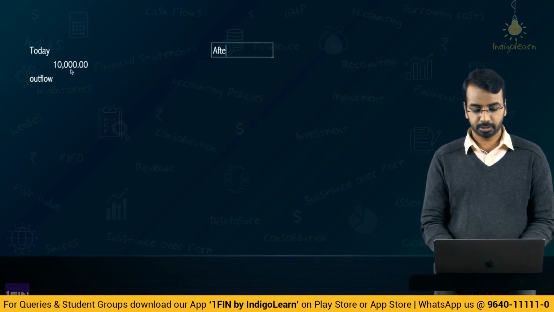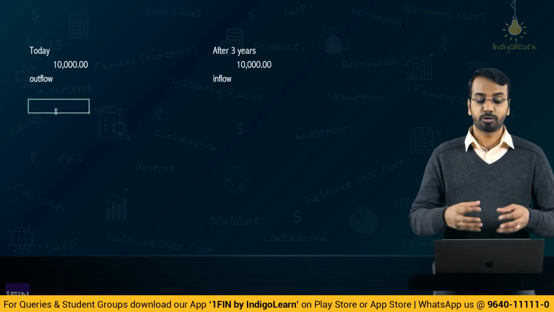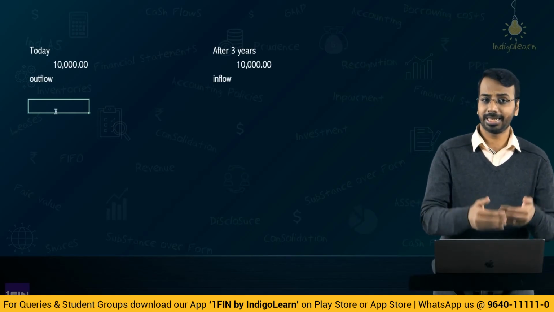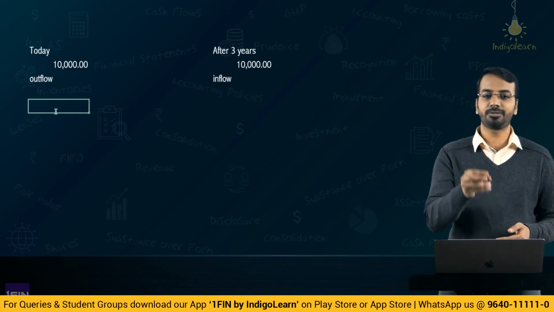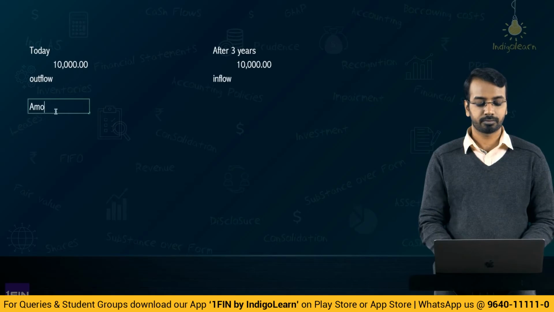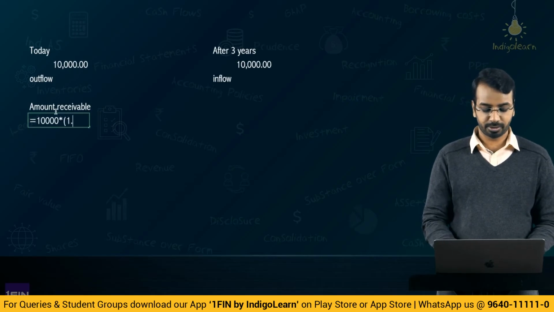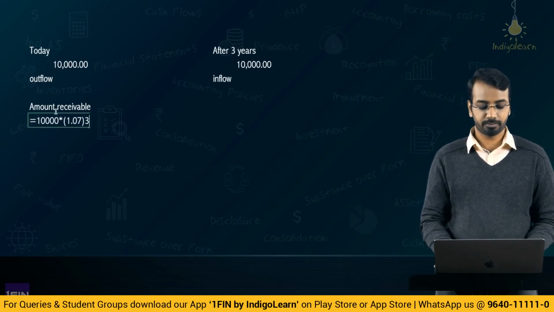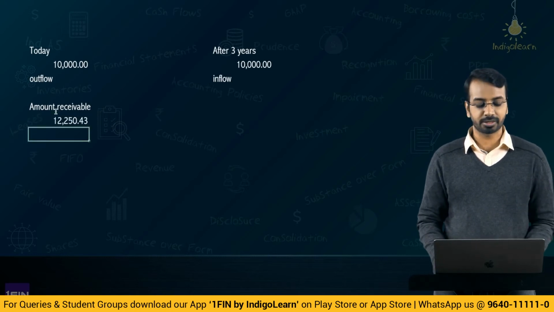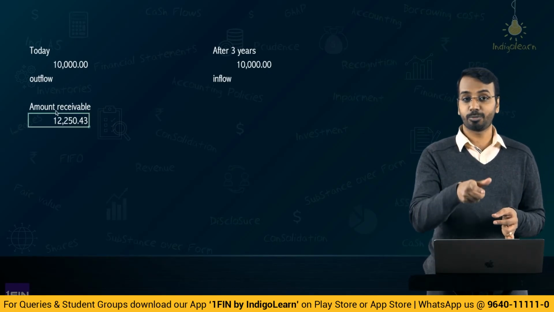Now you get, after 3 years, how much? 10,000 as an inflow. Now how will you evaluate this thing? Will you say that today we have given 10,000, and after 3 years we should get 10,000 plus interest thereon, that is, receivable is 10,000 multiplied by 1.07 to the power of 3, compounded for 3 years, that will get 12,250, and hence 2,250 is the additional amount payable.